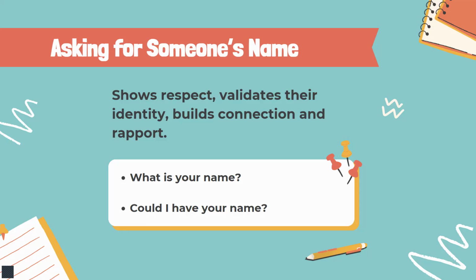Entonces, ¿cómo vamos a preguntarle a alguien más por su nombre? Hay dos maneras en inglés de hacerlo. What's your name or what is your name? And could I have your name? So let's repeat. What is your name? Perfect. Could I have your name?